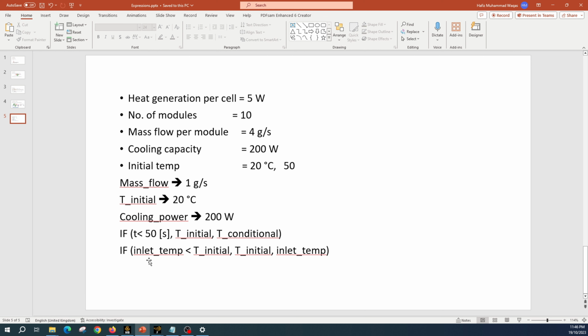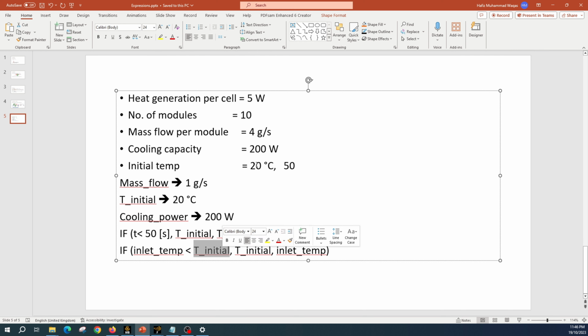So what we are saying? We are saying whatever inlet temperature is, if it is less than T initial. What is T initial? 20 degree Celsius. Then use T initial. Otherwise use some other temperature that we have to define. So there was another condition which I spoke earlier, that inlet temperature cannot go below 20 degree Celsius. So exactly that's what I have mentioned over here. If inlet temperature less than 20 degree Celsius, use 20 degree. If it is greater than 20 degrees Celsius, then use whatever that temperature is.